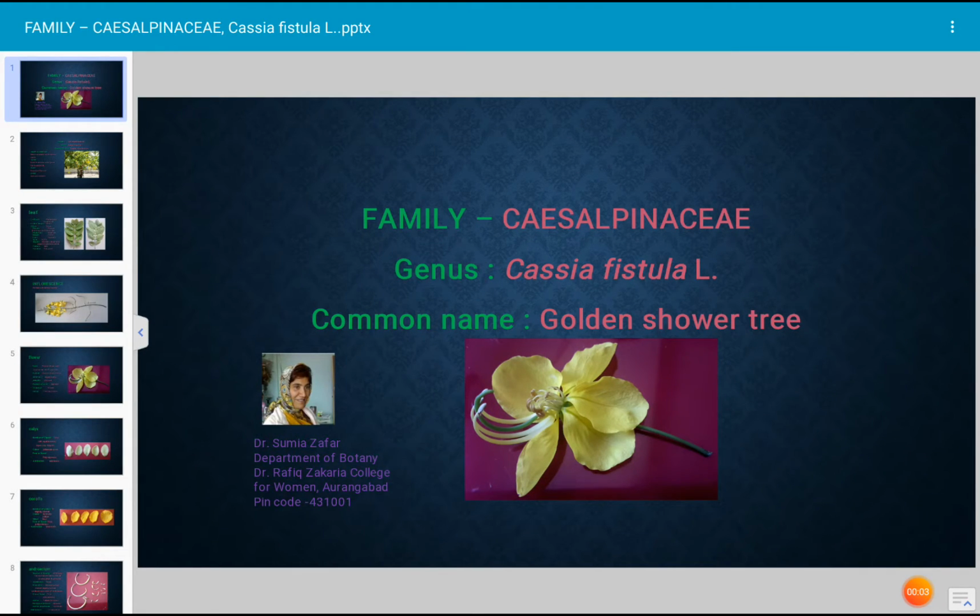Today's topic for discussion is the description of a specific plant, that is Cassia fistula. This is a small tree. Its common name is golden shower tree and it is a member of family Caesalpiniaceae. This plant is one of the widely grown ornamental plants in the countries of tropical and subtropical regions.